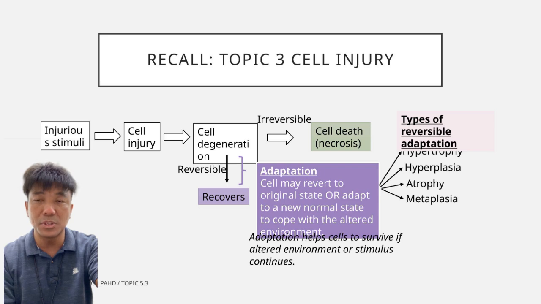Cells respond to injurious stimuli through reversible adaptations like hypertrophy, hyperplasia, atrophy, and metaplasia. These adaptations allow cells to either revert to their original state or establish a new normal to survive in altered environments. If adaptation fails, degeneration or necrosis may occur, highlighting the importance of cellular flexibility in maintaining tissue health.